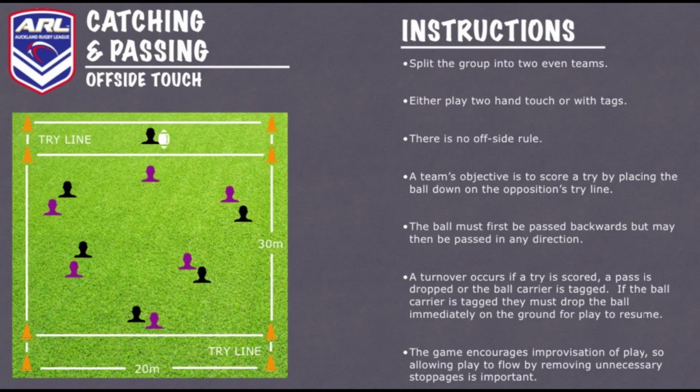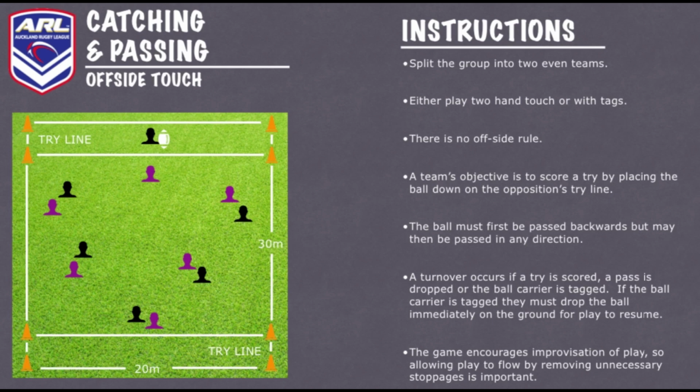Now, my game of choice for this session is going to be aligned to our session theme, and that's a game of offside touch. Now, this game is a really good way to progress the development of the skill, as it closely aligns to an actual game of rugby league, but has minimal rules and is very easy to follow. So I'm going to start off by splitting the group into 2 even teams. You can either play 2-hand touch or with tags.